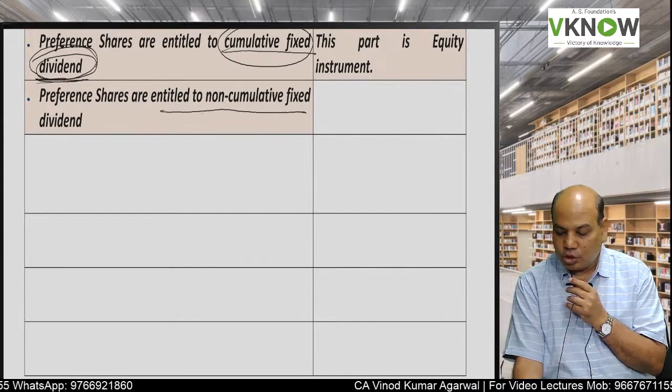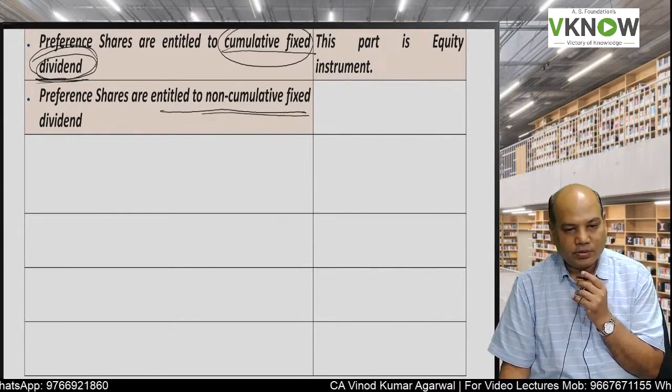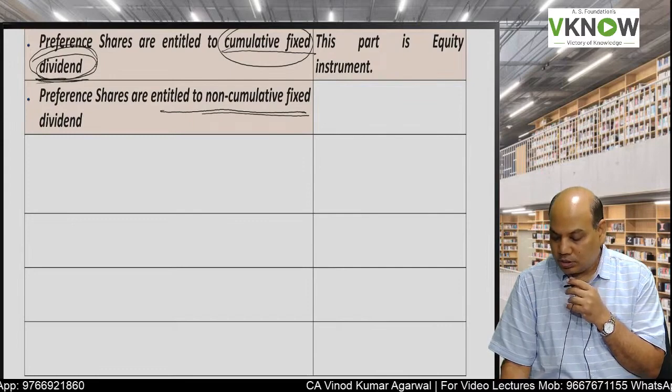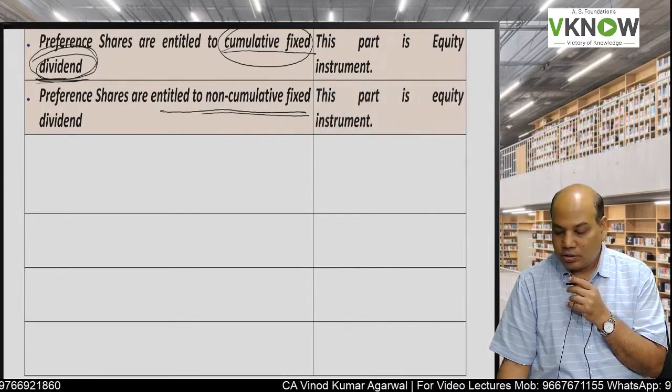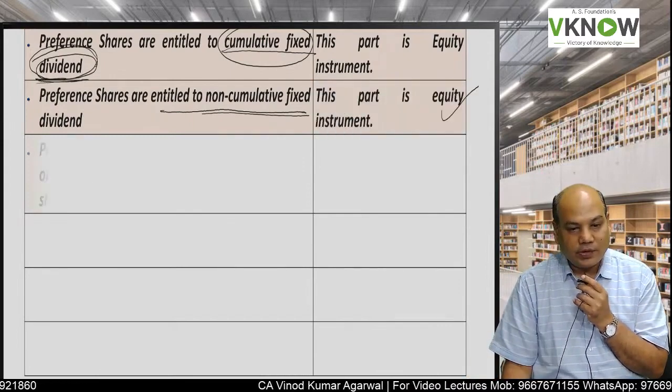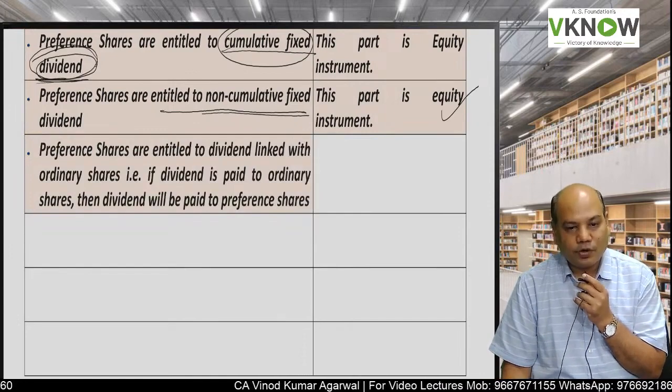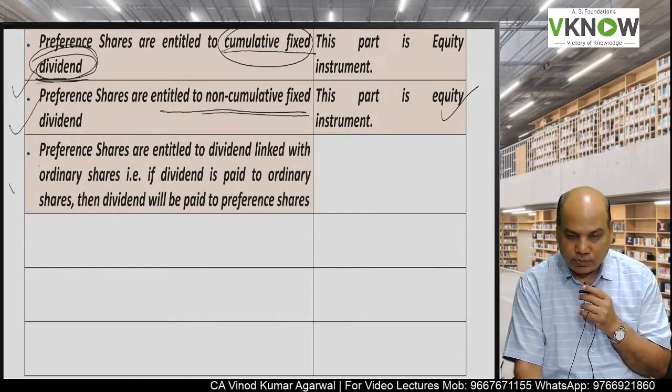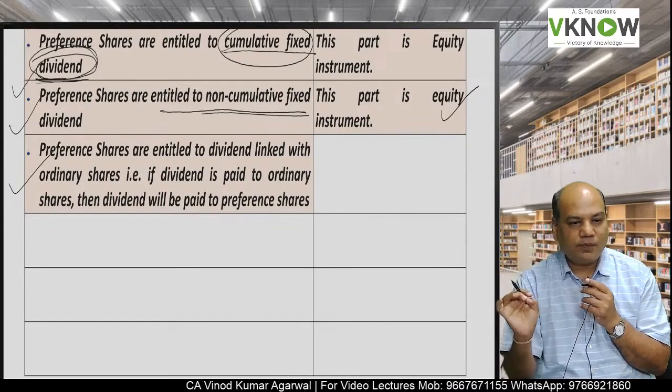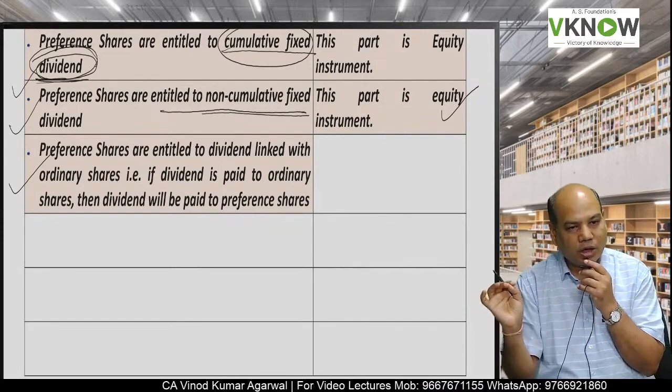Preference shares entitled to non-cumulative fixed dividend. Non-cumulative means it will not accumulate. So that will also be treated as equity instrument. Okay, question for you. This can be an exam question, whether the following preference shares are equity or liability.